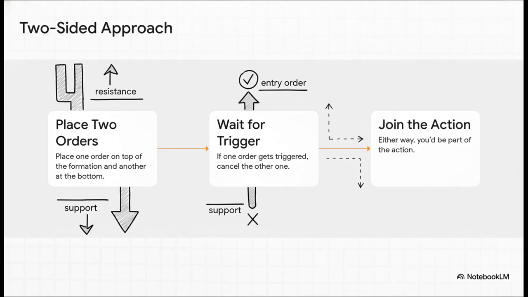So how in the world do you handle this fork in the road? Well, you prepare for both paths. It's a really clever approach. You can place one entry order just above the formation's resistance line and a second entry order just below its support line. Then you just wait. As soon as one of those orders gets triggered by the breakout, you immediately cancel the other one. This way, you're ready to jump on the move no matter which direction it goes.